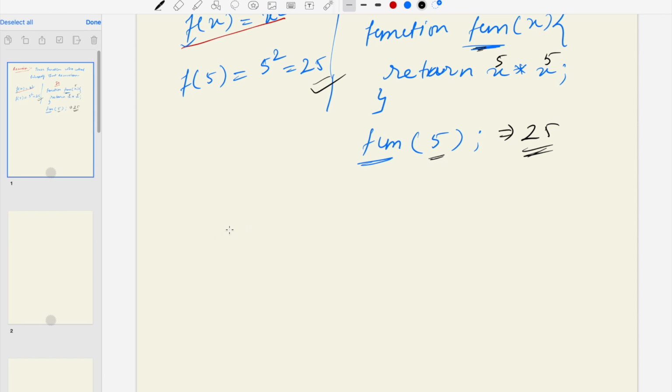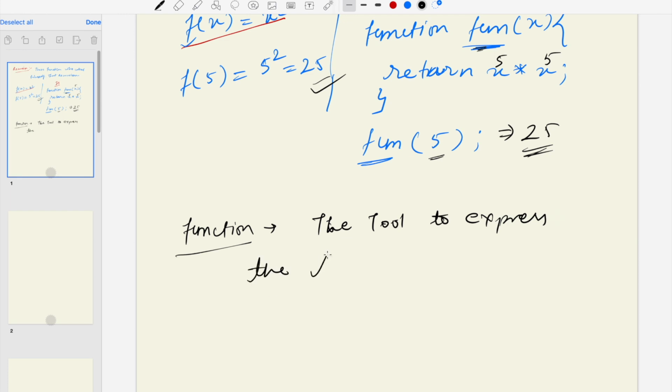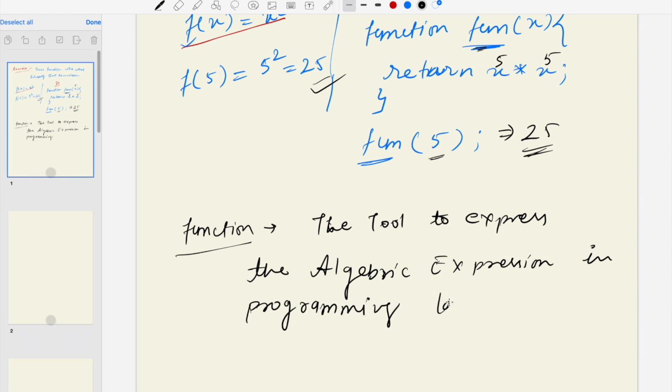So what is a function? Exactly, a function is a tool to express an algebraic expression in a programming language. I am telling you this from the perspective of mathematics. So in a programming language, a function is the tool to express the algebraic expression. That is called a function, right?